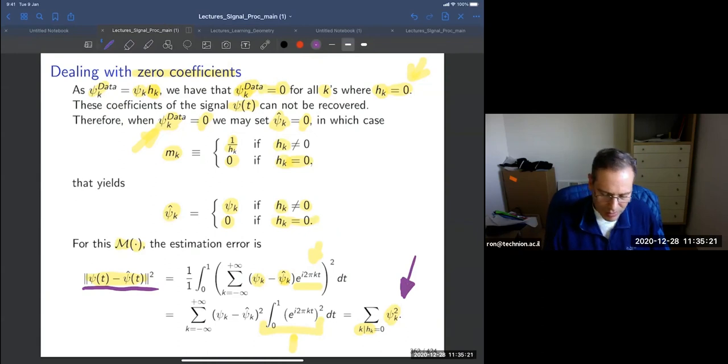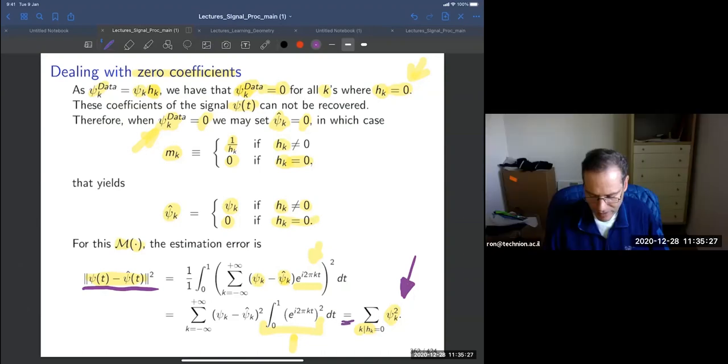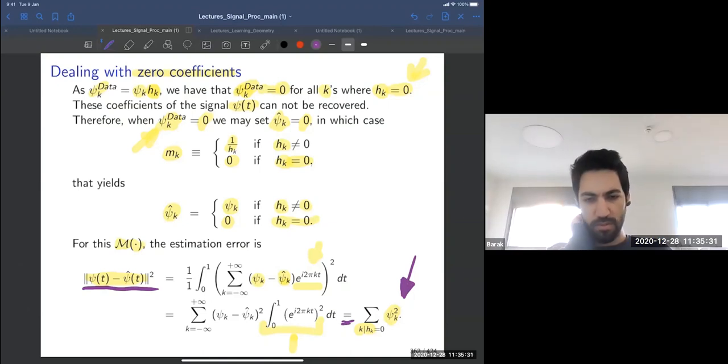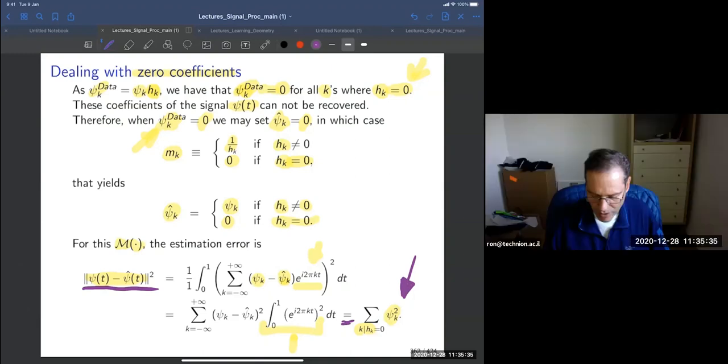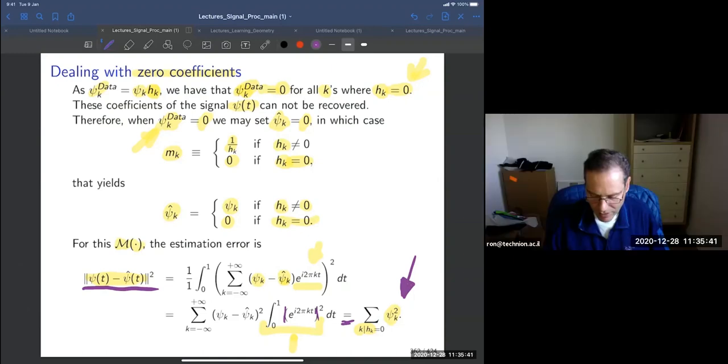Okay, so can you explain again the last stage, in the equation? Yes, exactly. Okay. So let's move. It should be absolute value, I think. In the integral. Which one? This one? Yeah, you're right. This is the second norm.